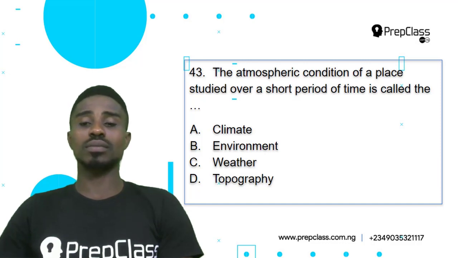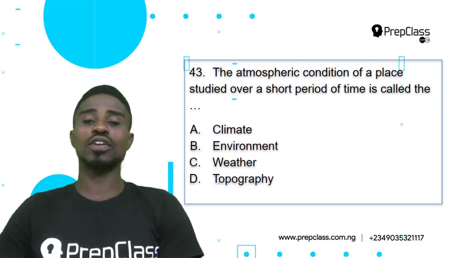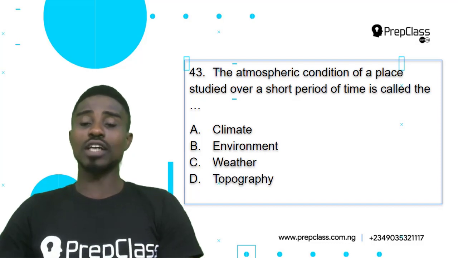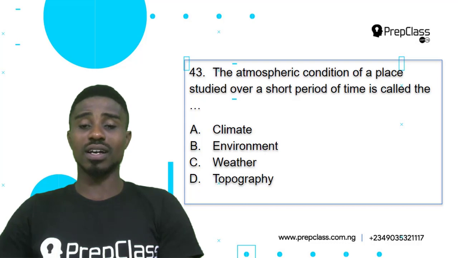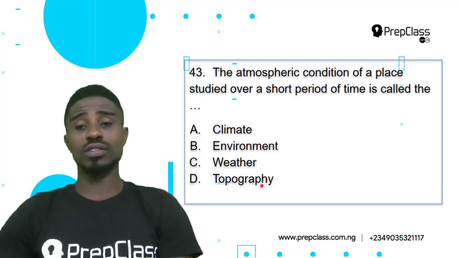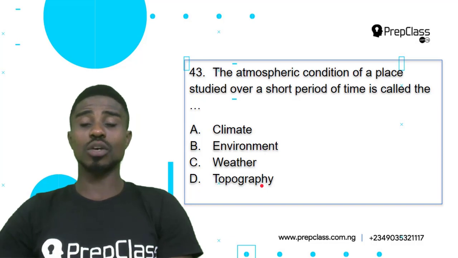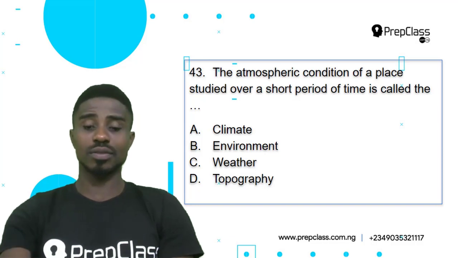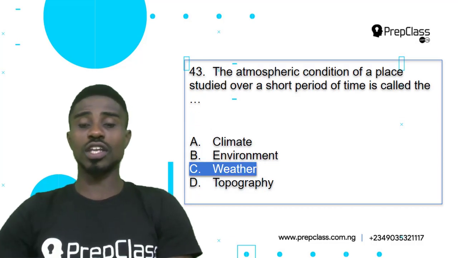Environment has to do with our surroundings. So that's not also our correct answer. The weather is the atmospheric condition of a place over a short period of time. Option C is our correct answer. Topography has to do with the form and features of a land surface. So our correct answer is option C, weather. So question 43, option C, weather is our correct answer. Let's look at the next question.